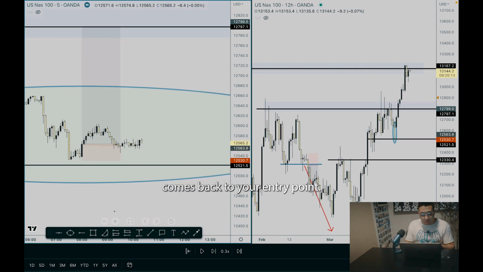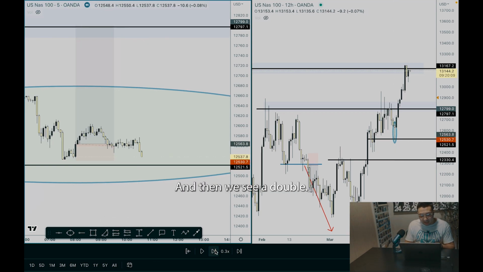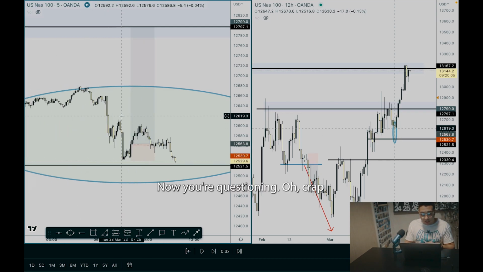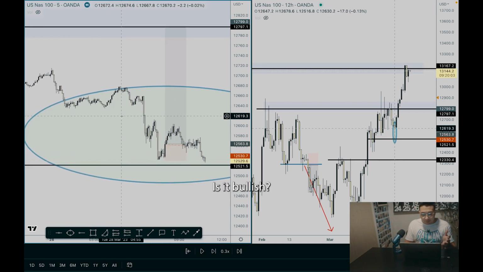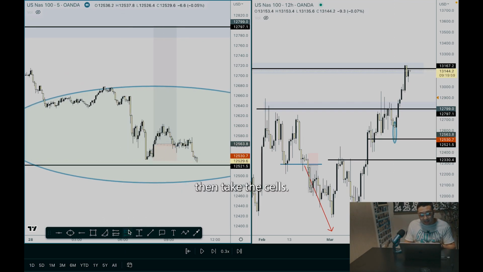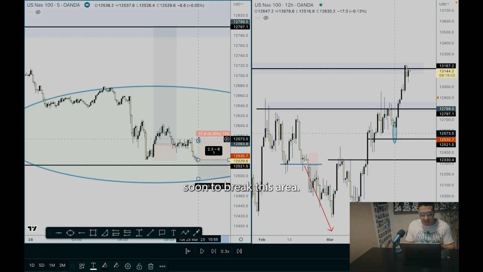comes back to your entry point. You may think you're good, and that's just playing around, and then we see a dump. Okay, you got taken out, stopped out. Now you're questioning, oh crap, is it bullish? No, I don't think it's bullish anymore. Let's take sells. Some of you may flip your bias and then take the sells, going, yeah, it's going down. It's going to break this area.